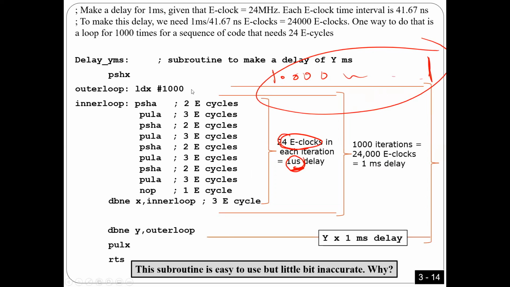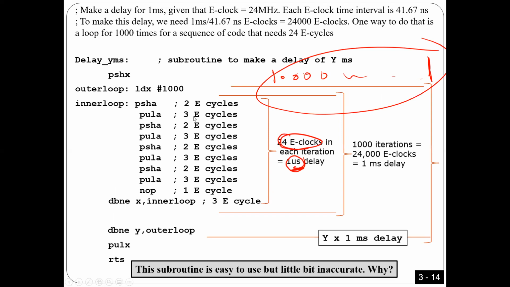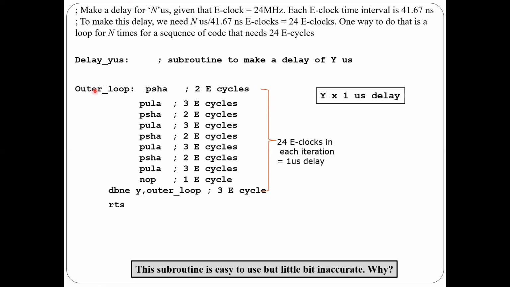Okay, guys. Using the same idea, I created a function called delay y microsecond, as you see here. It's the same idea. The only thing I did, as I explained here, was create 1 microsecond, right? And then I looped around it y times. So I'm going to do the same thing, but instead of creating 1 millisecond, I'm going to make 1 microsecond and loop around it. That's what I did here.